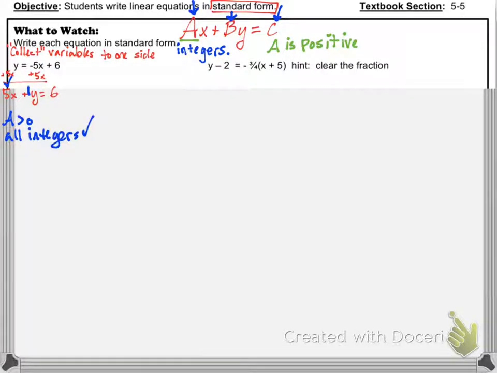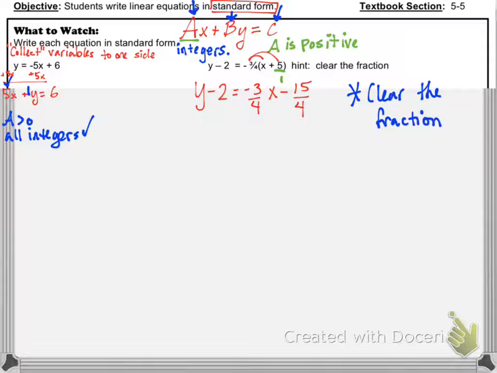For the next one, this is given to us in point slope form. So the first thing we're going to do is distribute that 3/4 in. Negative 3/4 times a positive 5 is going to be a negative. Multiply the tops to the top and the bottom to the bottom, gives us negative 15/4. And then we're going to clear the fraction. So common denominator is 4, distribute a 4 to all terms.